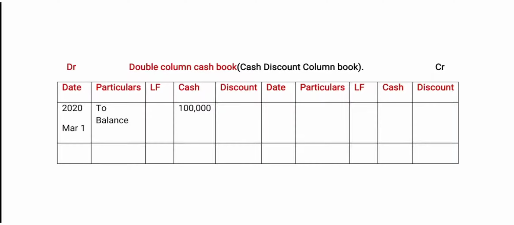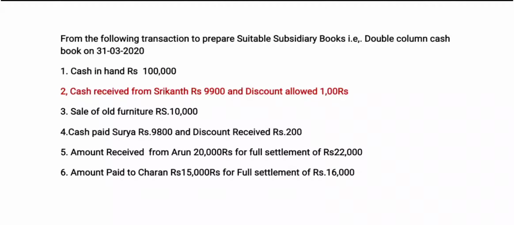This transaction is completed. Now we are going to another transaction. On 2nd March, cash received from Srikanth 9,900 rupees and discount allowed 100 rupees. Here Srikanth is the giver, that's the reason we credit his account, then cash account is debit. Now we are going to the cash account, it is the debit side.